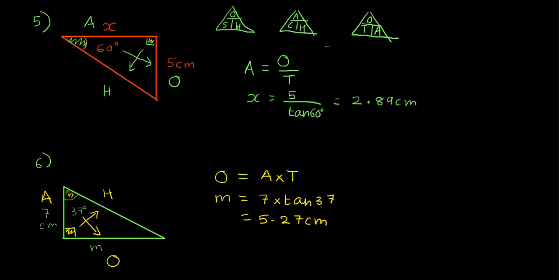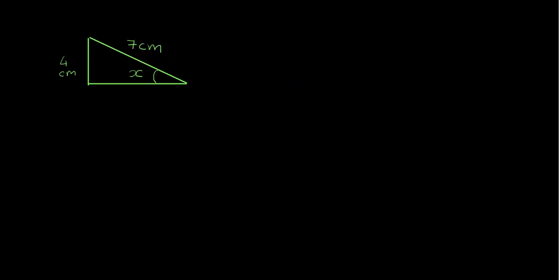Okay, that's how you'd find missing sides. The next thing is to find missing angles. So in order to do that, we have the same sort of process. So first locate the 90-degree angle. That's your hypotenuse. The angle in question, that's your opposite. And the remaining one is your adjacent.